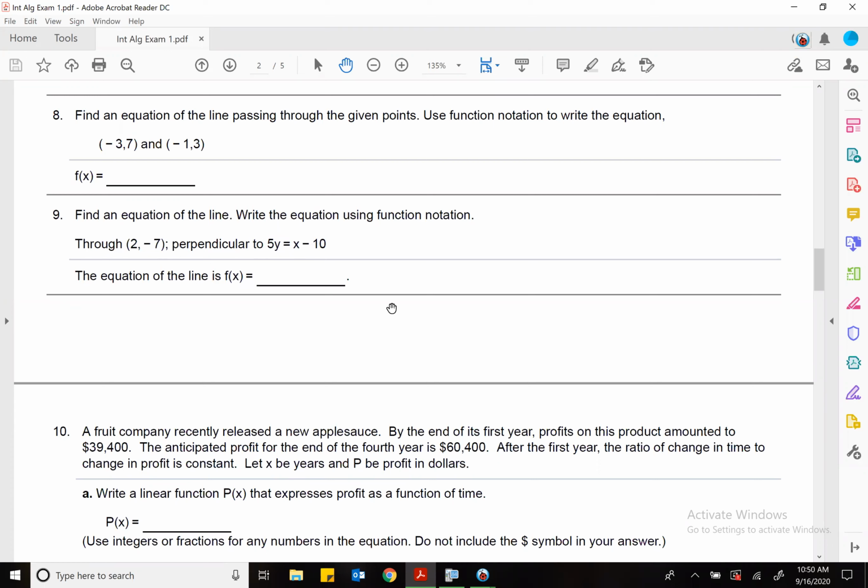So remember when I talked about this in class, I had you set this up with a line 1, a relationship, and a line 2. What goes under line 1? The function, the equation. So 5y equal to x minus 10. What's our relationship?